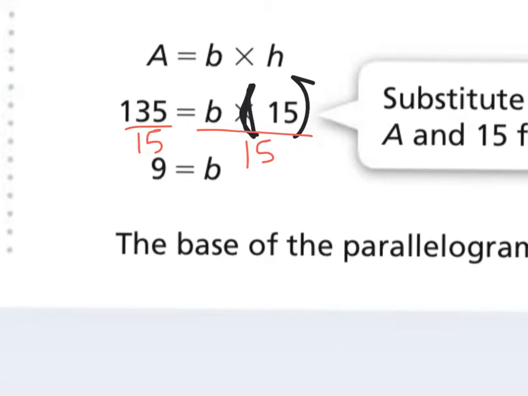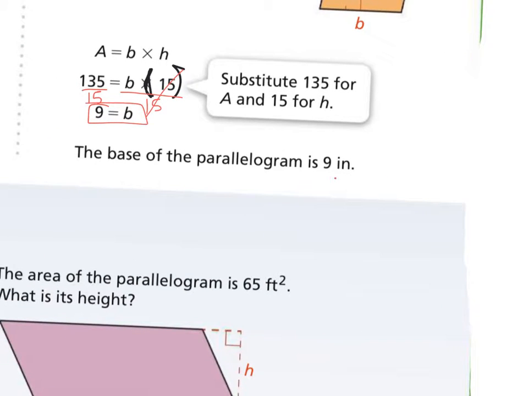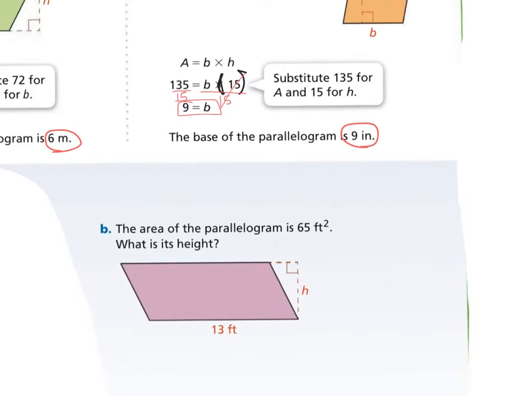This one's probably not in your multiplication facts tables that you've memorized, but if you work that out, if you divide that, you should get 9. And so that means that the base of the parallelogram is 9 inches. And to check that, we could just work that out. If we did 9 times 15, we should get 135. So that's a way of checking our answer.